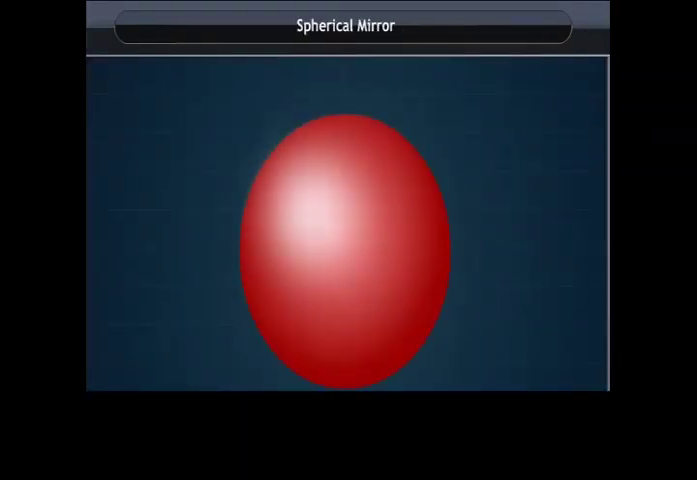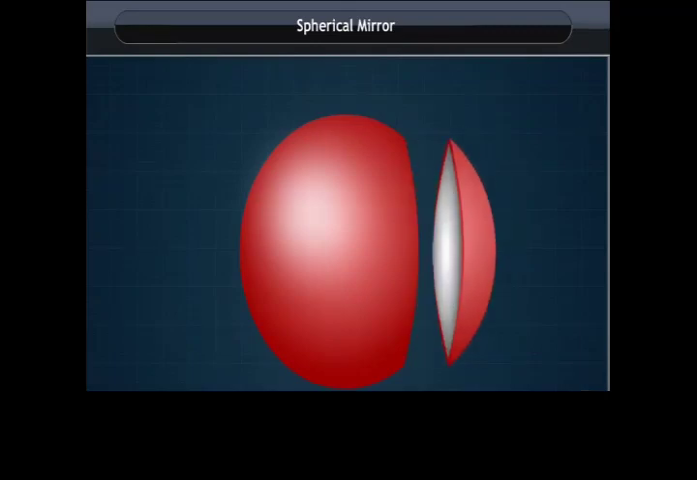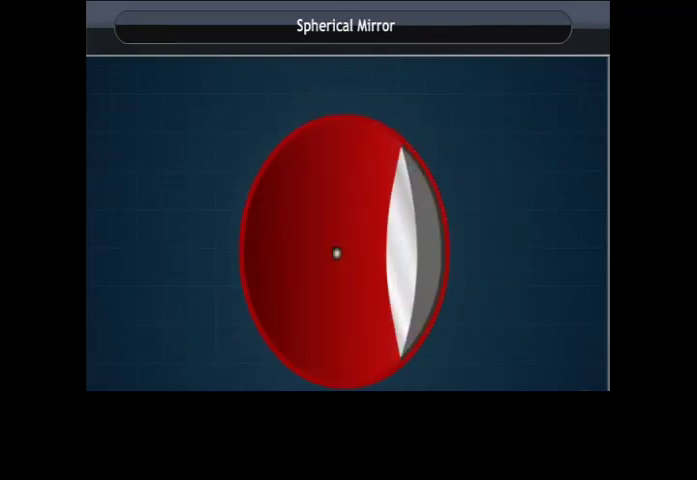Spherical mirror. Look at the sphere. Now cut out a spherical mirror from the sphere. You see that center? This center of sphere is called the center of curvature. Thus the center of curvature is defined as the center of a sphere from which the given spherical mirror, concave or convex mirror, is obtained.